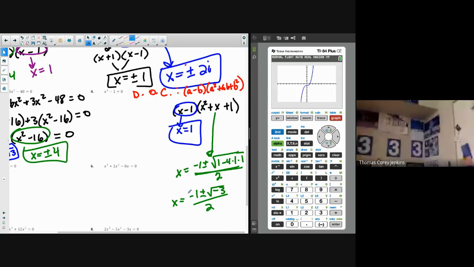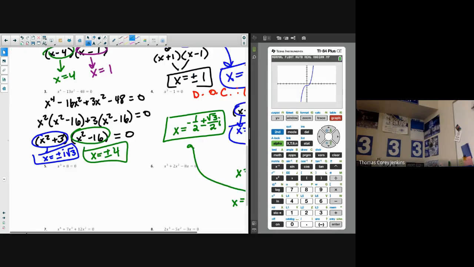So I'm going to write it up by our other solution. So that would be x equals negative 1 over 2, that's the real number part of our complex number, plus or minus the square root of 3 over 2 times i. Remember, if it's a complex number, you want to split it into 2 fractions versus leaving it as negative 1 plus or minus i square root of 3 over 2. Okay? All right, and then I will do this last one.